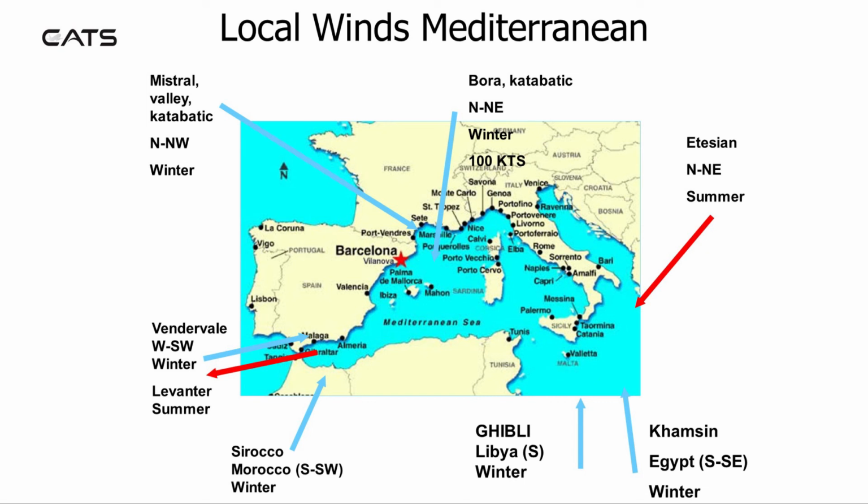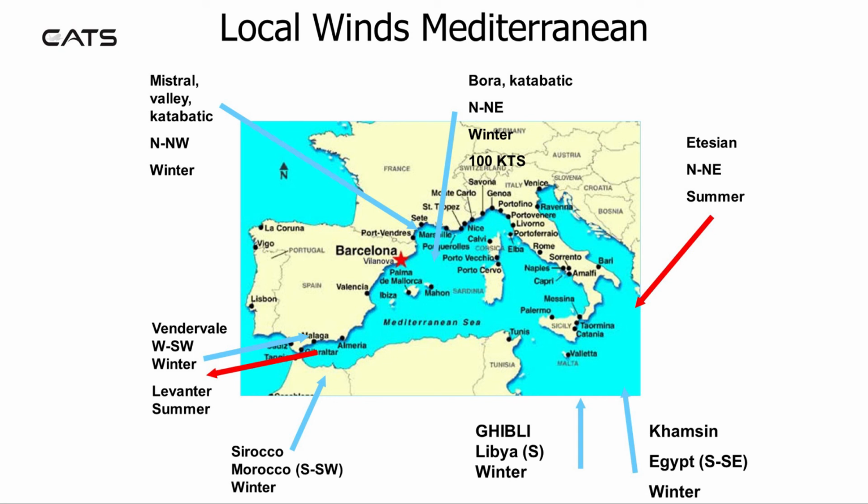The Levanter is a west-southwesterly wind whipping through the Straits of Gibraltar into the Mediterranean in winter. Morocco has the Sirocco, as does Algeria, a south to southwesterly wind in the winter. Libya has the Ghibli, a southerly wind, and Egypt has the Khamsin, south-southeasterly, all in the winter. So the general flow is into the Mediterranean basin in winter.